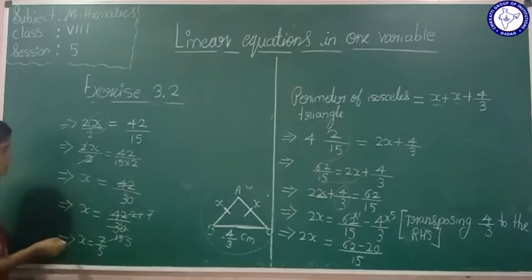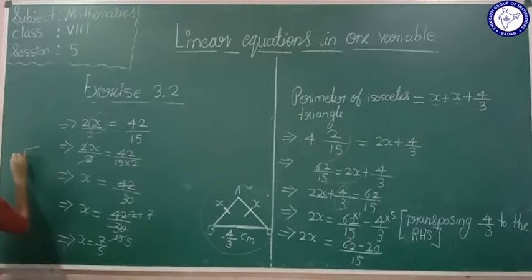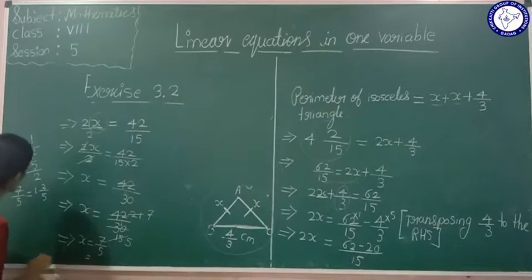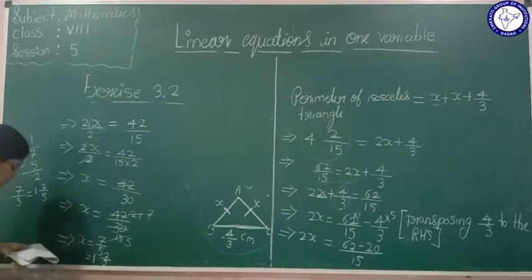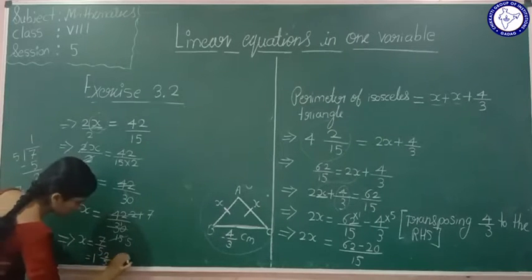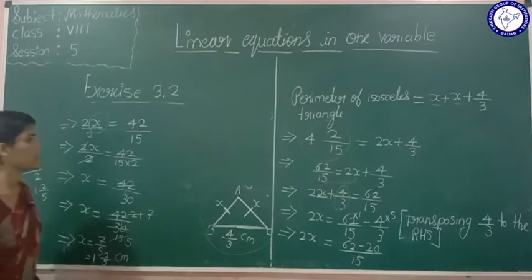So keep it in a mixed fraction. 5 ones are 5, 7 minus 5 is 2. So how are we going to keep this? 7 by 5 is equal to quotient, remainder by denominator. It is one integer 2 by 5 centimeter. So what can we tell?